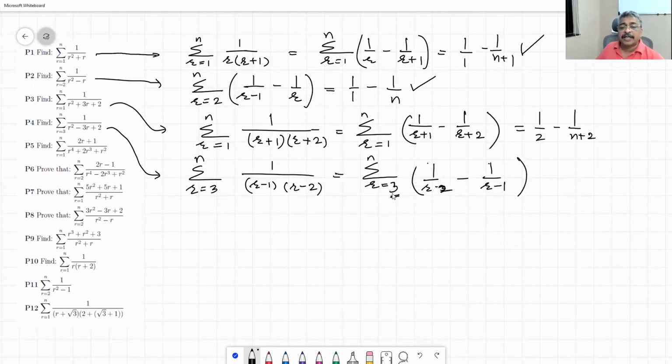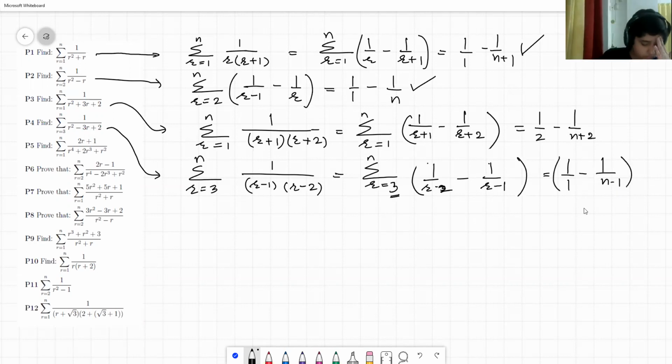I was explaining why this 3. It is actually the hint given to you that the denominators are going to be r minus 1 and r minus 2, because the sum becomes undefined if r starts from 1. Therefore, it starts from 3. So the smaller term is 1 upon 1 and the bigger term is 1 upon n minus 1. So that is the answer.